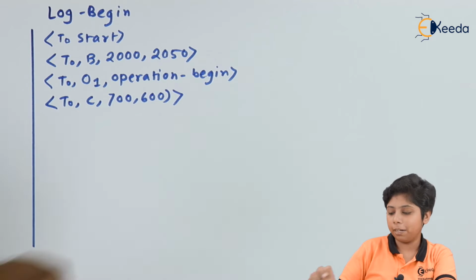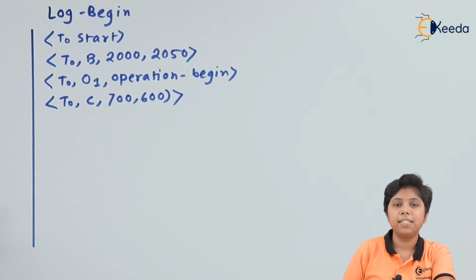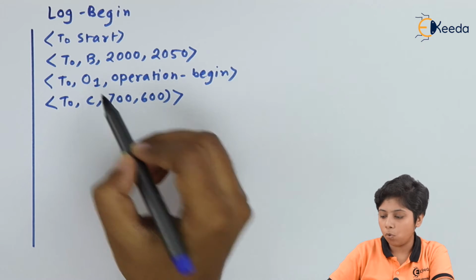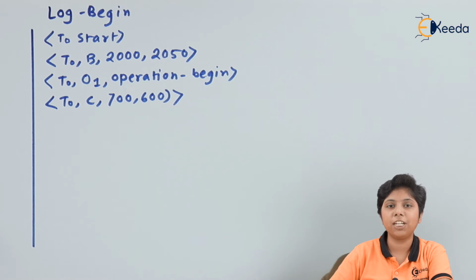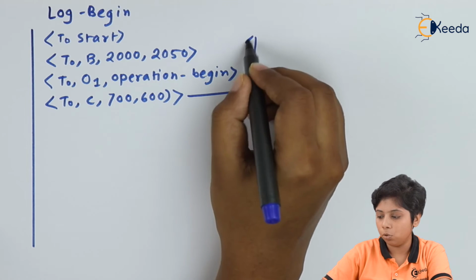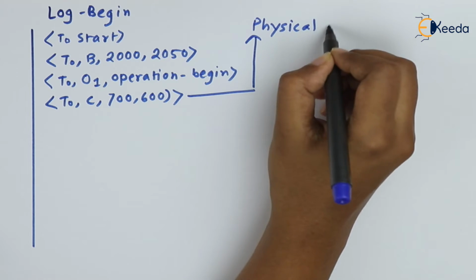Now we can see that T0 is changing C from 700 to 600. Now if this O1 ends before the update of this C, then the change will be physical. That means it is a physical undo if it happens before the operation ends.